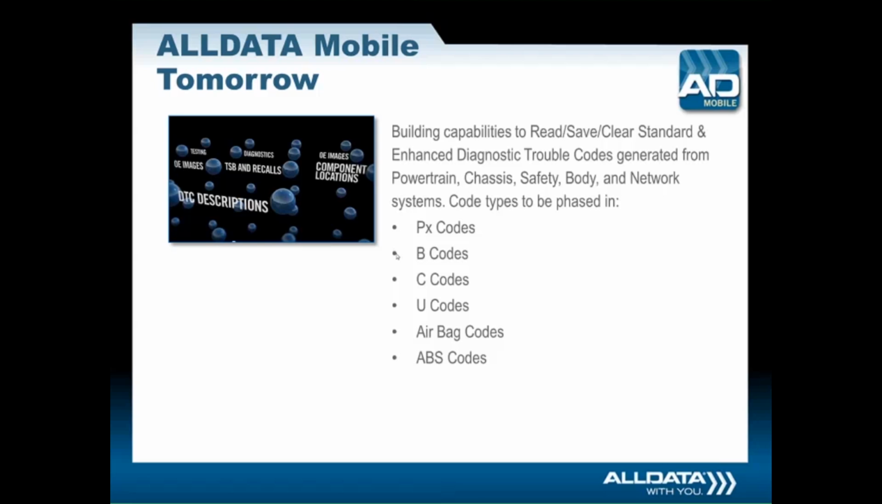But moving into this next year, into 2015, we're looking into adding enhanced powertrain codes, and also B codes, C codes, U codes, and airbag and ABS codes. We're going to be phasing these in incrementally as we move forward throughout the year. We're not going to do just one big release for everything. We're going to handle one make, then another make, and then another, starting off with ABS codes, which seems to be the easiest entry into this realm.